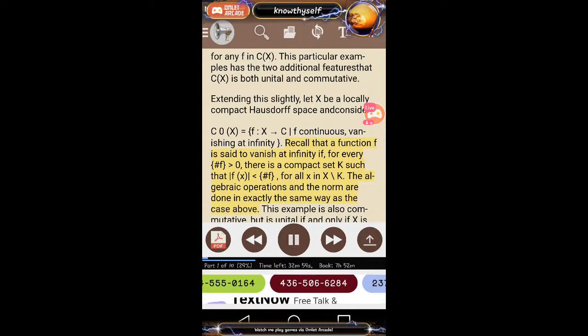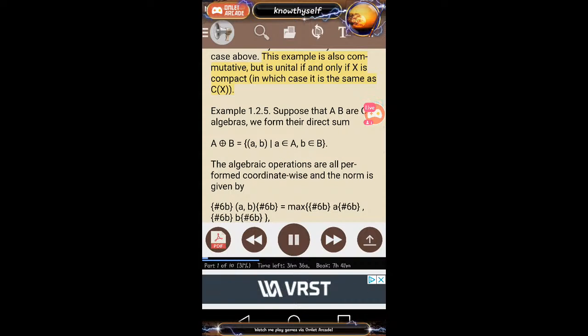Recall that a function f is said to vanish at infinity if, for every epsilon greater than 0, there is a compact set K such that |f(x)| < epsilon for all x outside K. The algebraic operations and the norm are done in exactly the same way as in the case above. This example is also commutative, but is unital if and only if X is compact, in which case it is the same as C(X). Example 1.2.5.